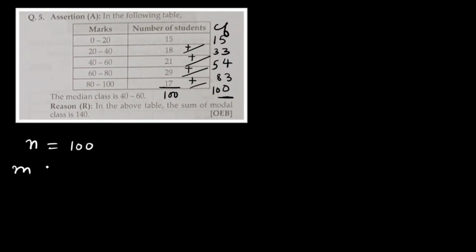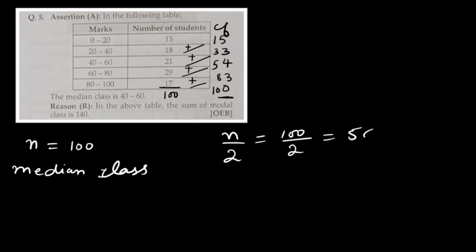So median class, let's see who will find before me, because many times I have already explained in today's class itself. How to find the median class? First of all, n by 2 we have to find. So n by 2 means 100 by 2, which is 50. Above 50, CF you have to see. Yes, Shivashankar has given the answer 40 to 60. Very good. Before me, he gave. Median class is 40 to 60 only.